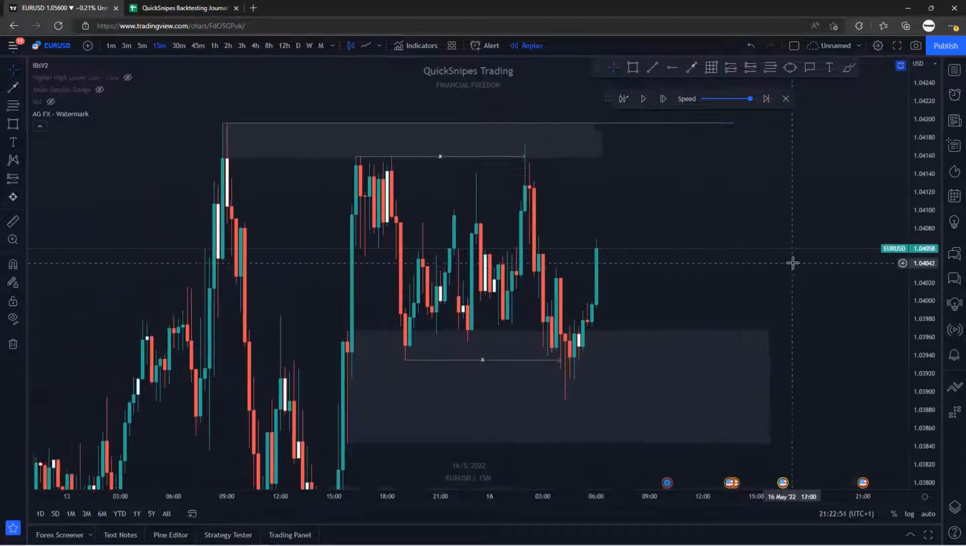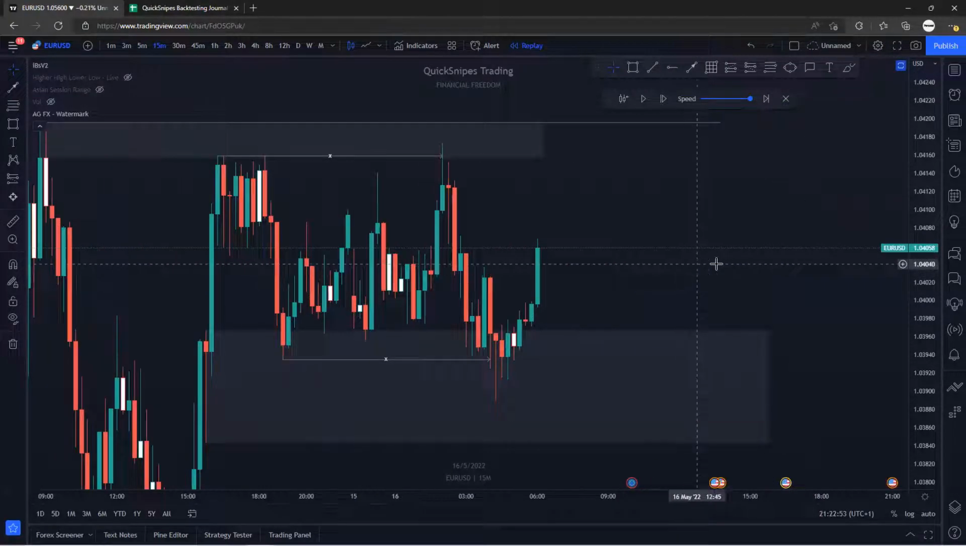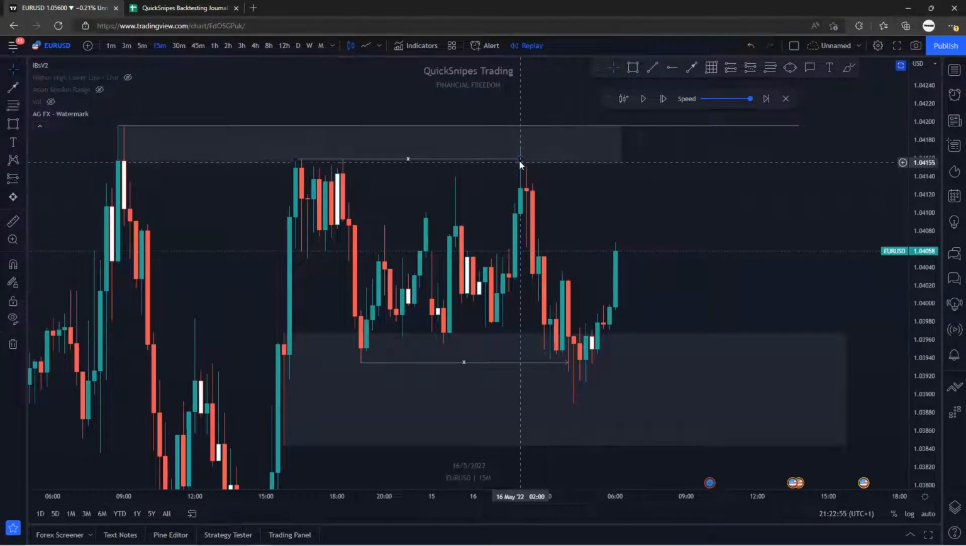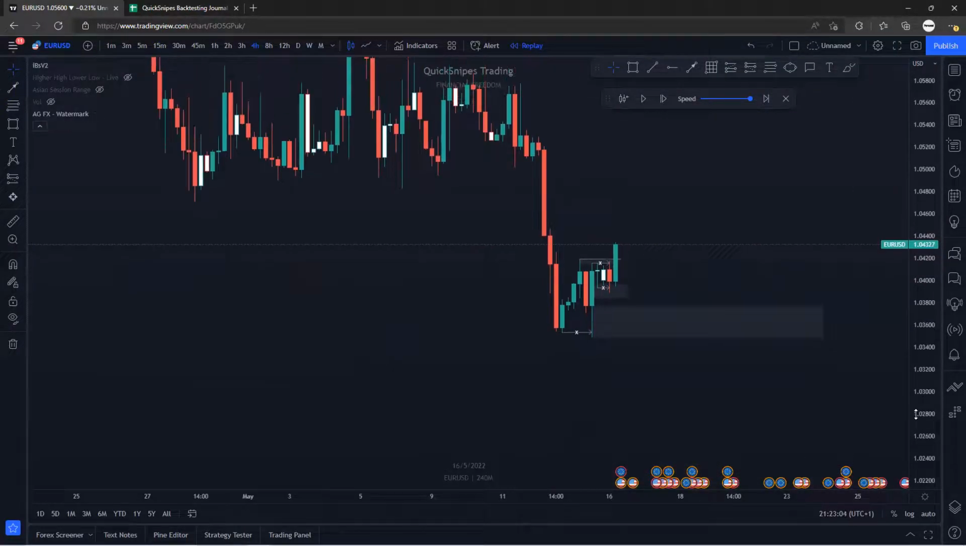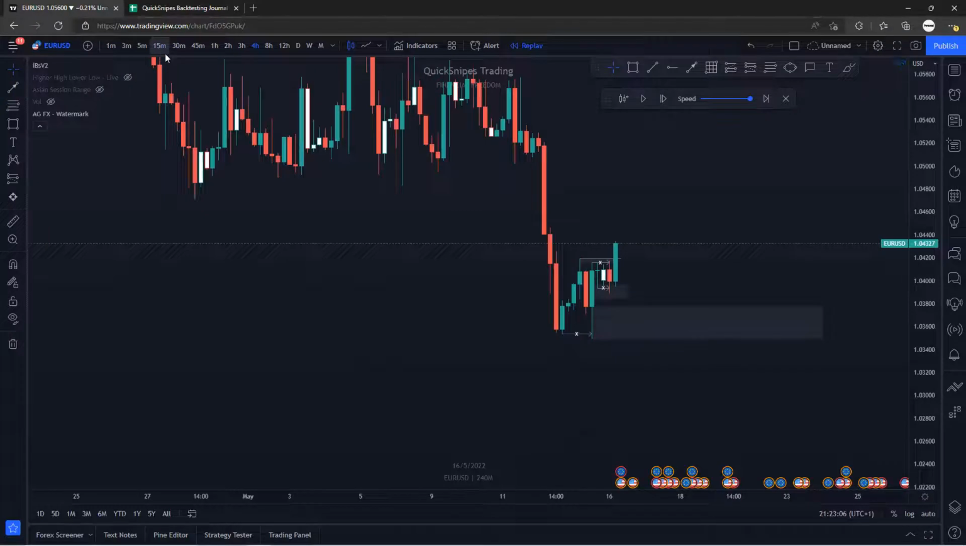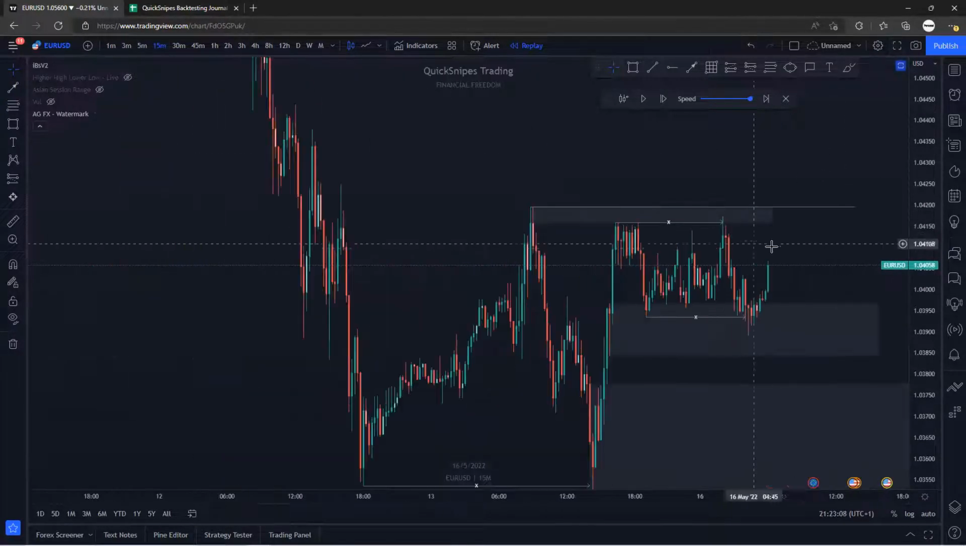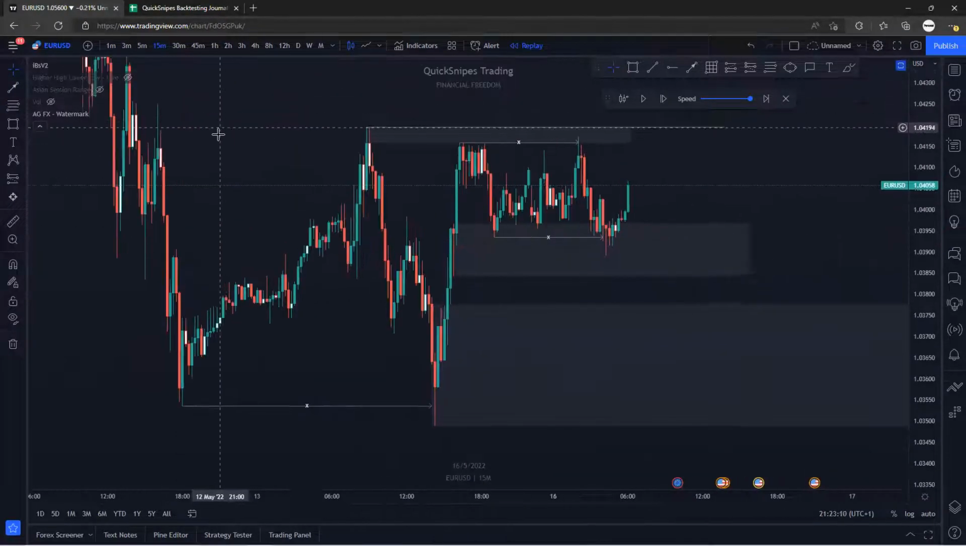Let's zoom in a bit. Now we have got that range. We have got that liquidity sweep over there. Keep in mind, supply could still be in control because we are in the 4-hour supply area. Yeah, we are in the 15-minute and 4-hour supply zone.